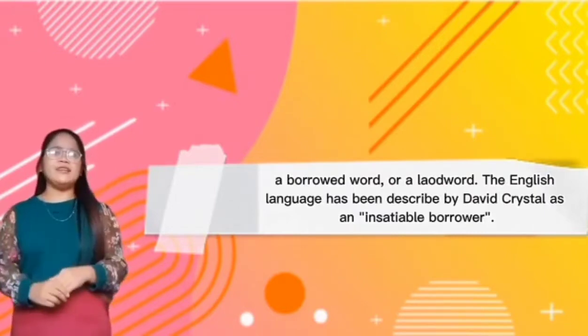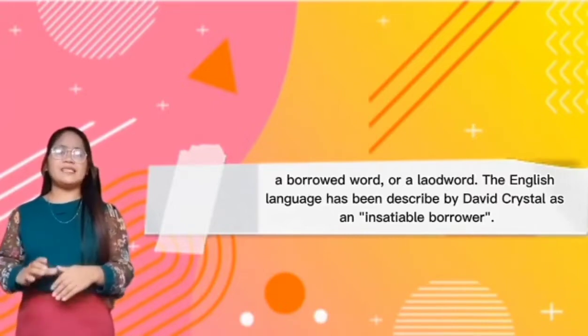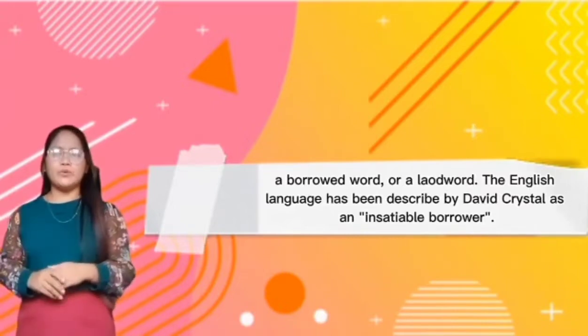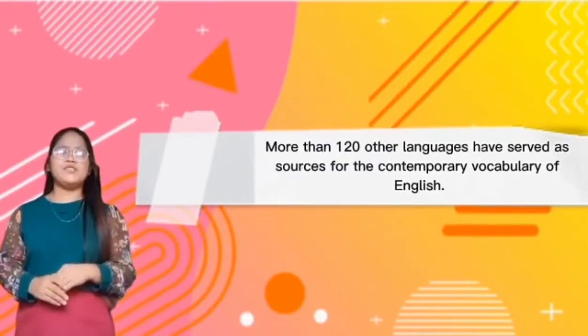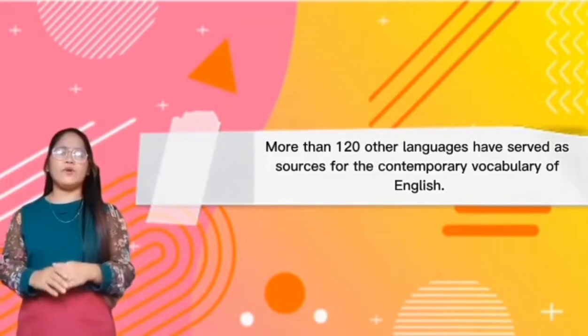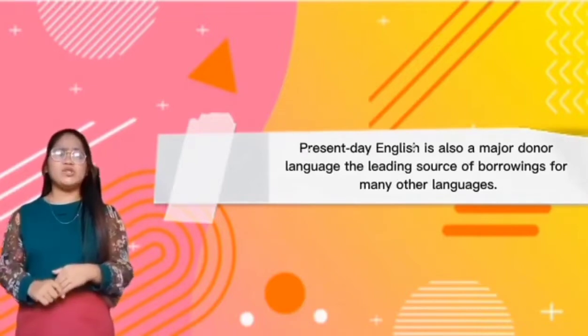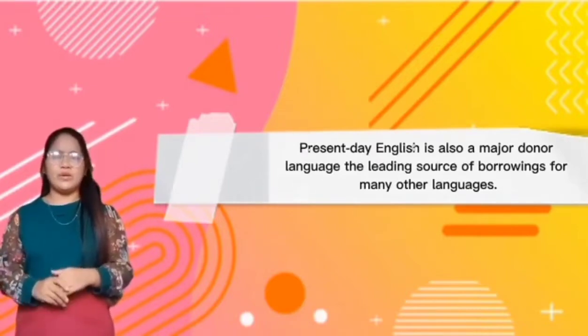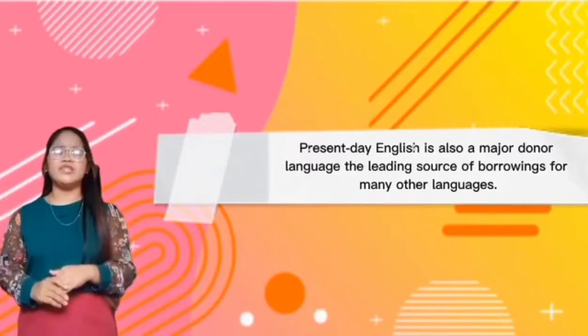The English language has been described by David Crystal as an insatiable borrower. More than 120 other languages have served as sources for the contemporary vocabulary of English. Present day, English is also a major donor language, the leading source of borrowing for many other languages.